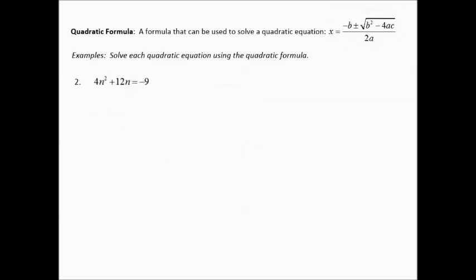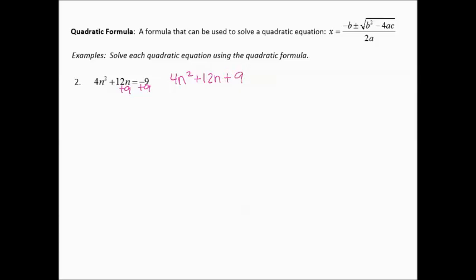Okay, so again, we're going to solve each quadratic equation using the quadratic formula. And again, for this one, I see I have an n instead of x. It means the same thing. 4n squared plus 12n equals negative 9. I want it to be equal to 0, so I'm going to add 9 to both sides. And now I've got 4n squared plus 12n plus 9.